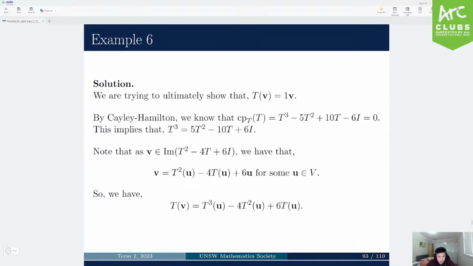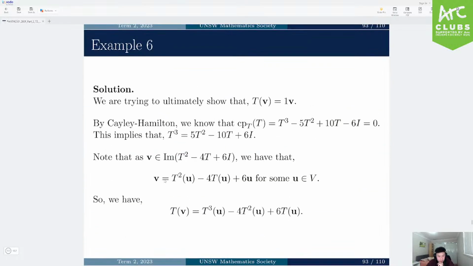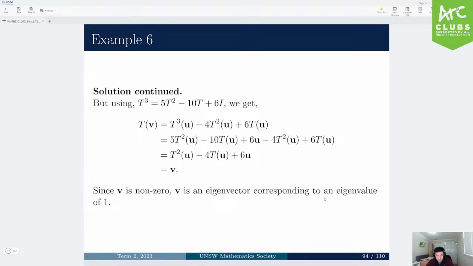But by the Cayley-Hamilton theorem, we know that T cubed is equal to 5T squared minus 10T plus 6I. So we can replace this T cubed with 5T squared minus 10T plus 6u. And if we simplify this expression down, we get T squared u minus 4Tu plus 6u, which was v from our definition. So T of v is equal to v, and we know that v is non-zero from the question, telling us that v is an eigenvector corresponding to an eigenvalue of 1. That was a quick example using the Cayley-Hamilton theorem.